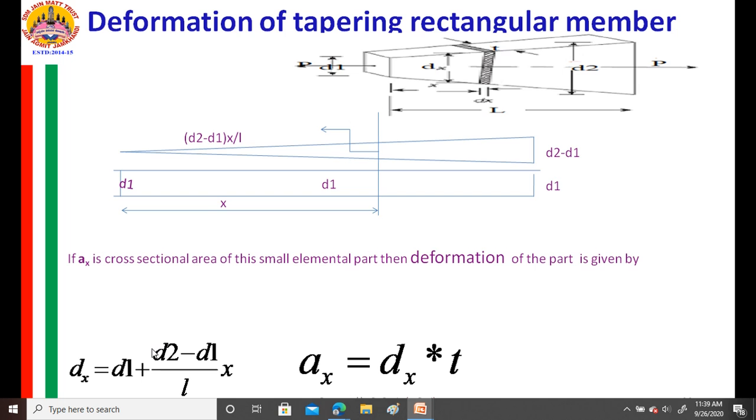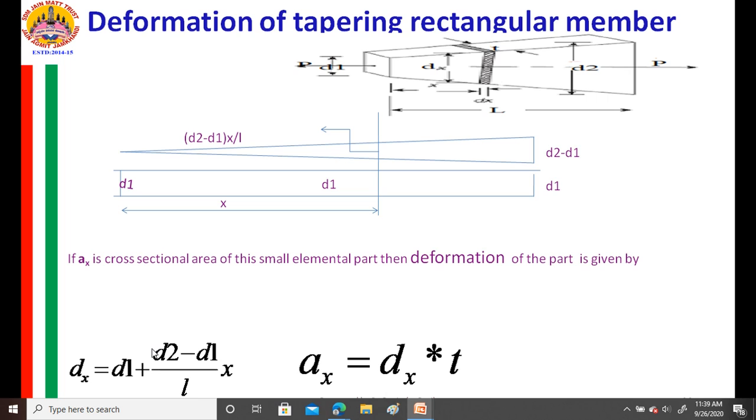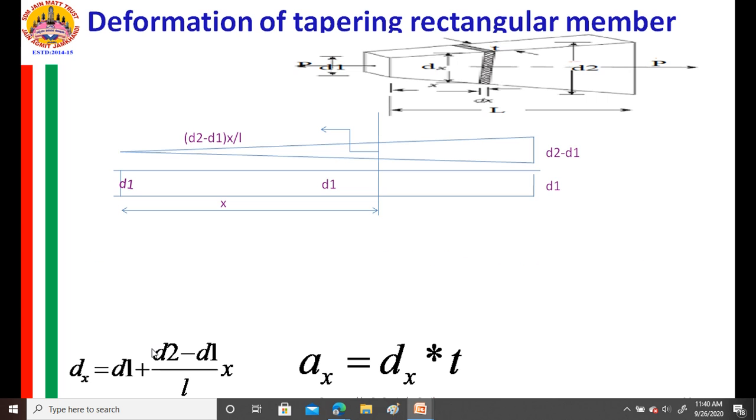Then the deformation of the small part is given by: P, L is dx, A is equal to Ax. Therefore, the deformation of the small elemental part del d is given by P into dx divided by Ax into E. Del d is equal to P into dx divided by Ax into E.